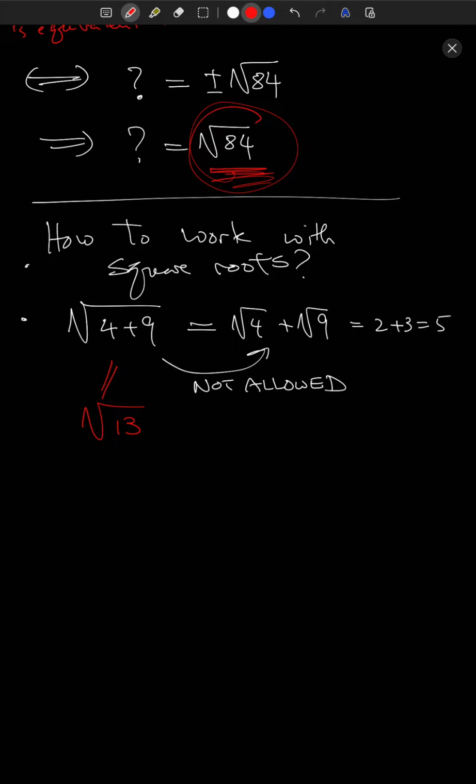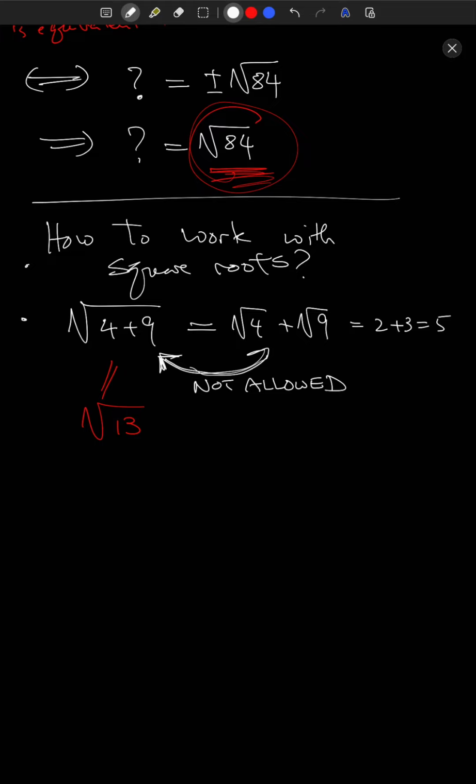And how do I know that? Well, if I square both sides, I would get 13 on the left and I would get 25 on the right. And 25 for sure is not equal to 13. So this step here is definitely not allowed. Same thing with subtraction. Square roots do not interact well with either addition or subtraction.